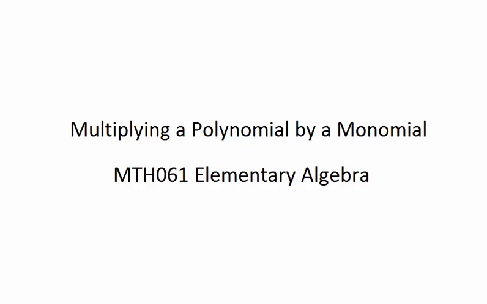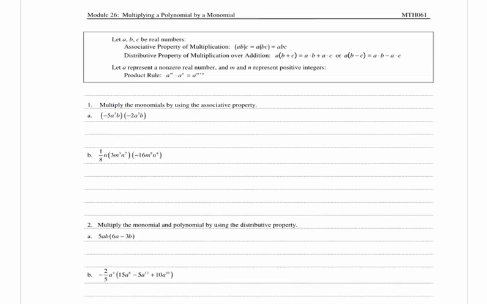In this video, we're going to be multiplying a polynomial by a monomial. And it gives us a reminder of the associative property and the distributive property, and we're going to use these in the following examples. In one, it says multiply the monomials by using the associative property. In A, we have negative 5a cubed b times negative 2a cubed b. And we want to multiply these two monomials together.